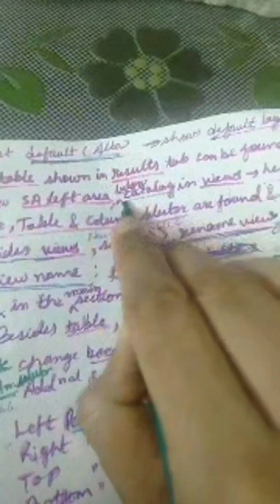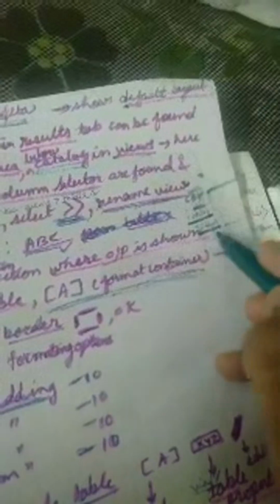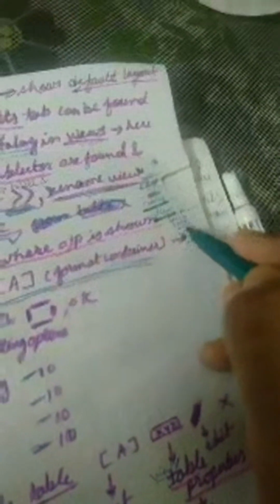come under views. So where is it present? The table shown in the results tab can be found in the left area below the subject areas, below the catalog, in views. So below subject areas you have catalog, and below that you have views. In views you can find the title and table. I haven't added a graph here, so that's why the graph is not present. Title is there, table is there, you have a column selector here, right?